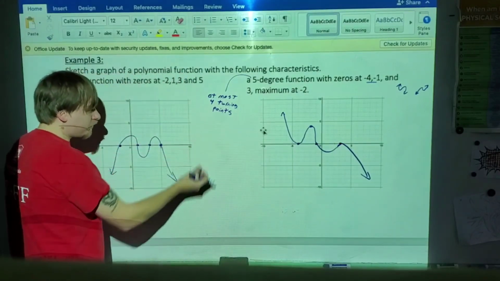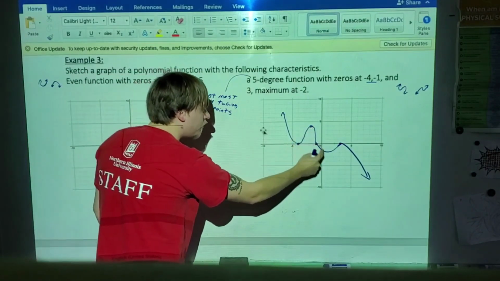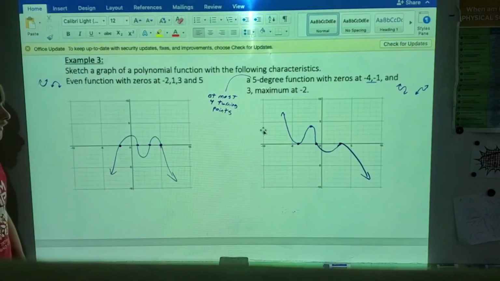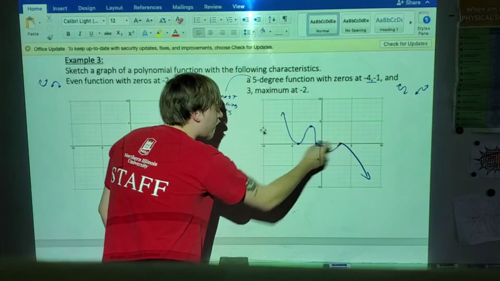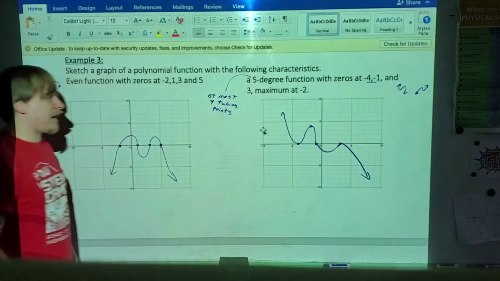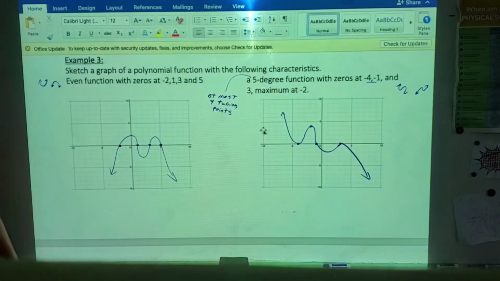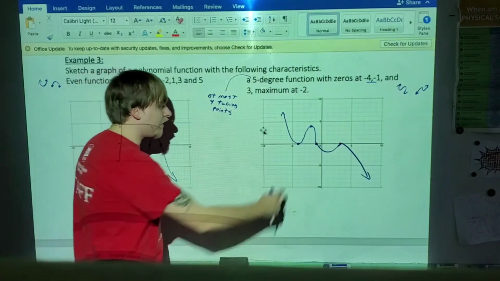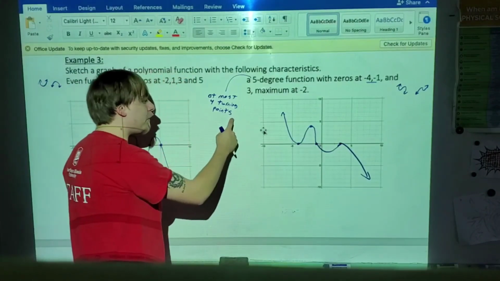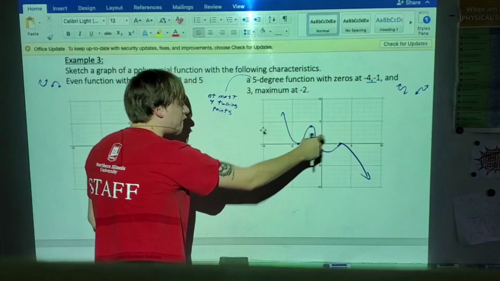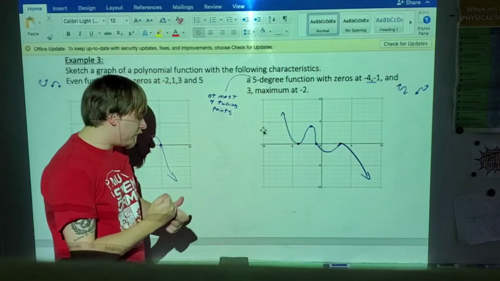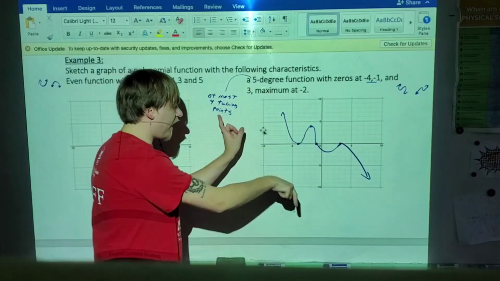Just to make sure, do we have at most 4 turning points? 1, 2, 3, 4. So we have no more than 4 turning points, so that's what we need. We cross through our zeros, and we hit our maximum that was required. So this problem is complete. This would be marked totally correct. Again, it does not really matter what it does in between as long as we have at most 4 turning points and hit the points that we need to in the graph. And then we have to follow the degree, even up as well, which we have opposite directions.